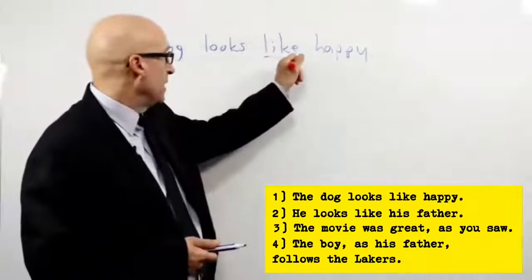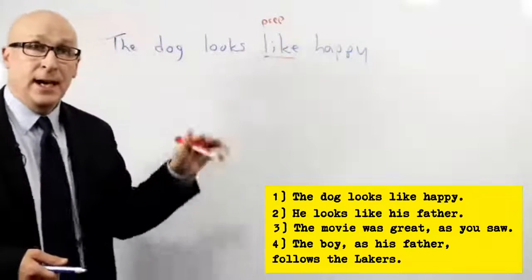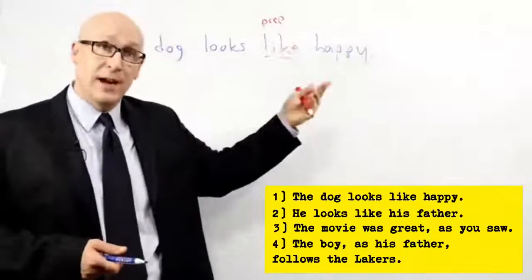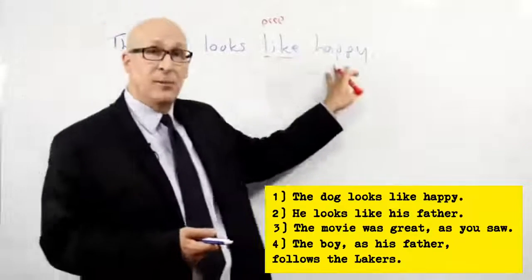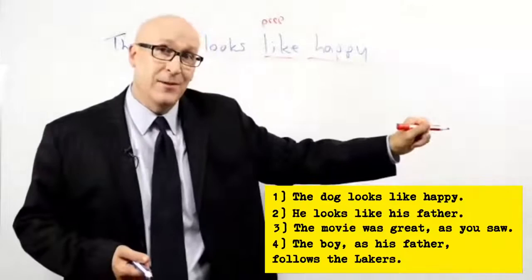So what did we say about like? We said it's a preposition, a prep. And prepositions do what? They connect nouns. They come before nouns. They come pre-noun. So that means this should be a noun, right? What do you think? Is happy a noun?